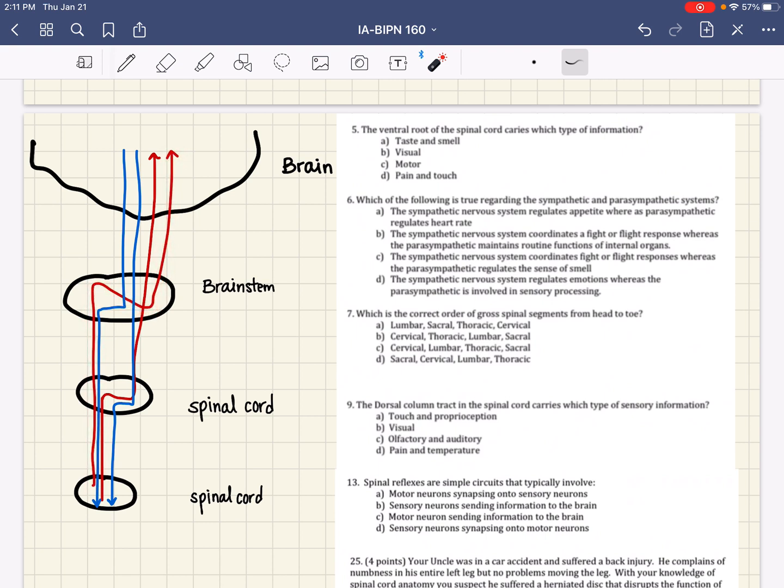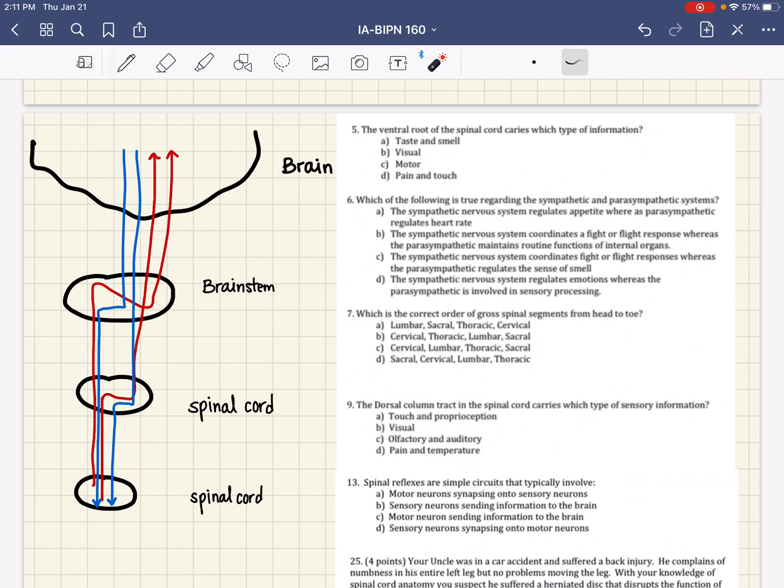This other one that I drew is one that decussates at the spinal cord, so it will go up through the spinal cord. At some point, still in the spinal cord, it will decussate, and it will keep going into the brainstem, past the brainstem, into the brain. Okay, so there you go. That's two versions of an ascending pathway, crossing at the brainstem and crossing at the spinal cord.